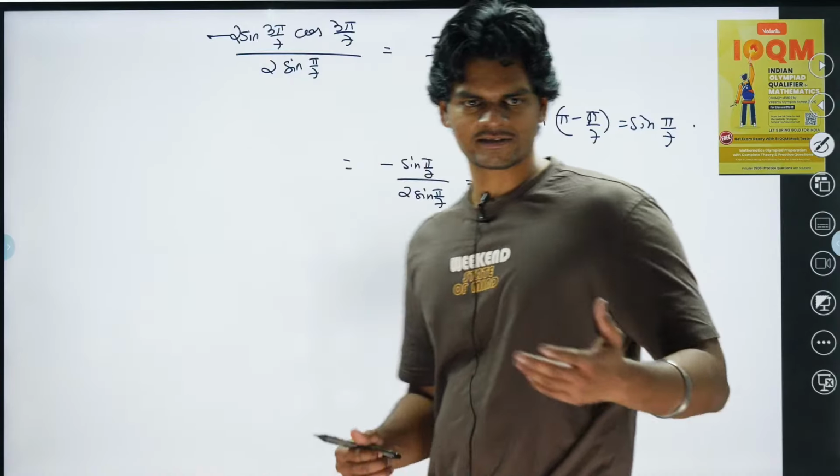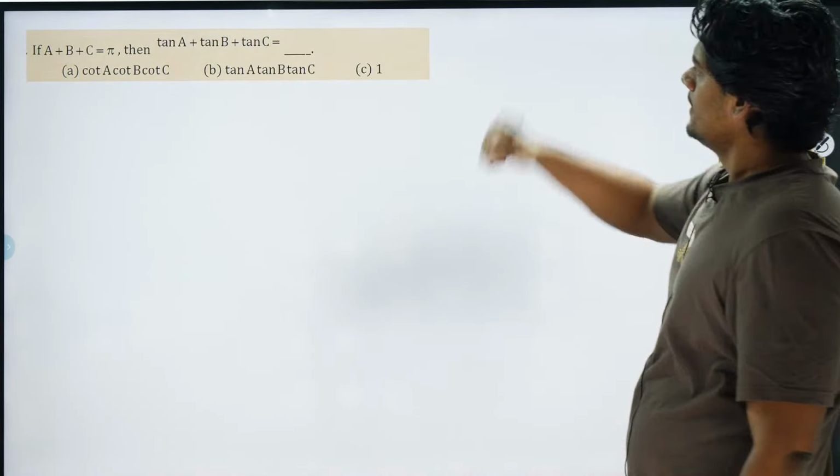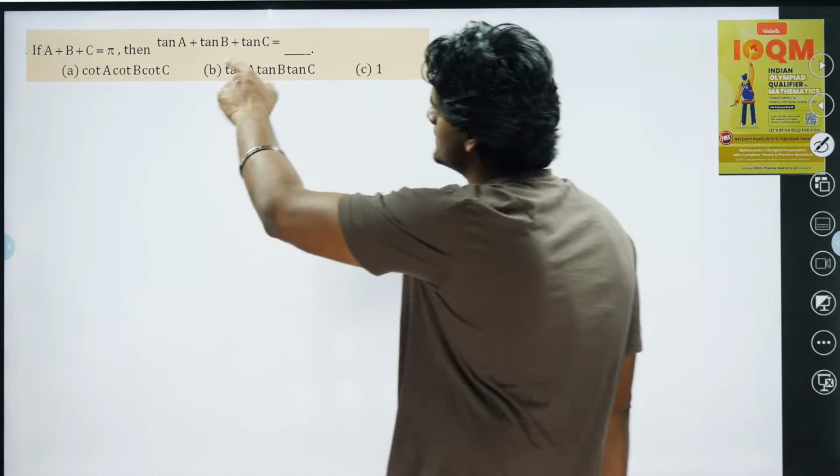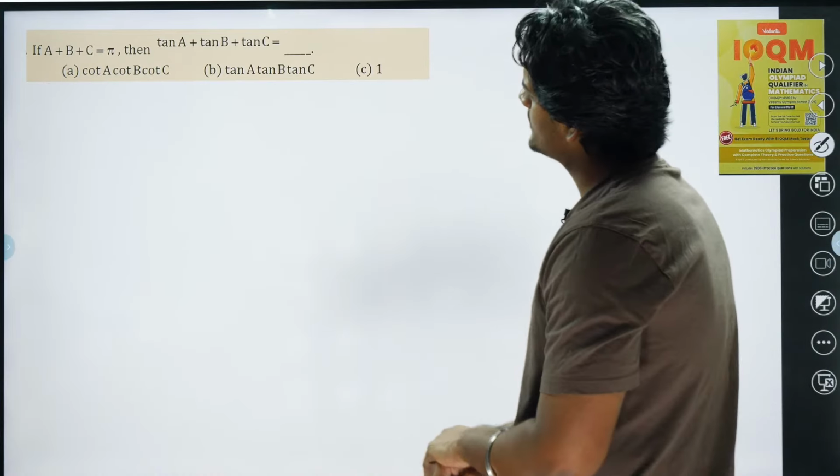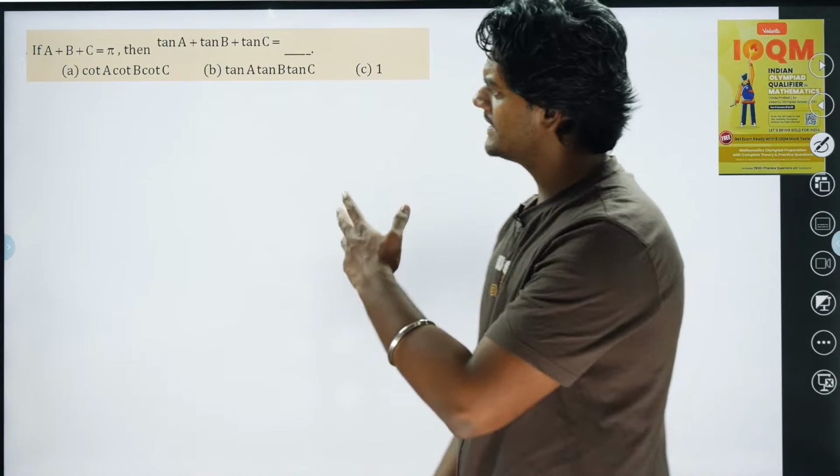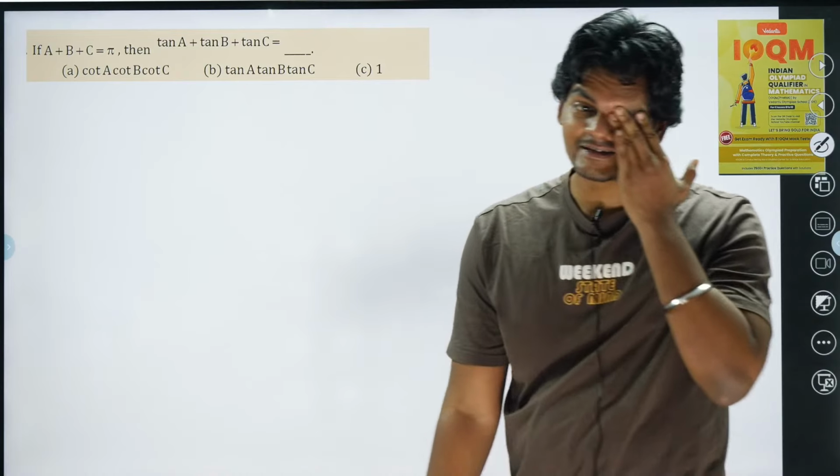Okay, so I hope this is clear. Now let's get to triangles. I think this is simple. This is actually quite easy to prove. What is the answer? Anyone?